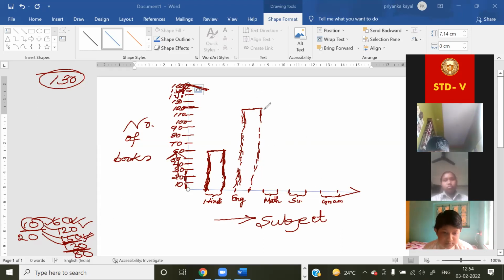Acha, next 150. So up to 150, we will have to draw a dotted line. Here is 150. Now, basically a straight line. I am making a dotted line.